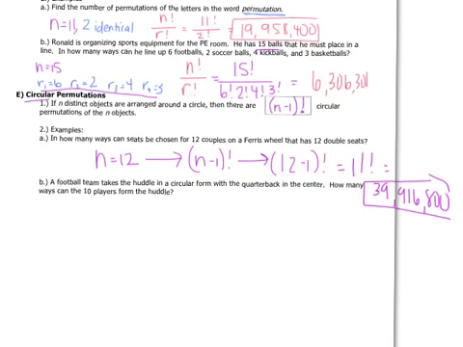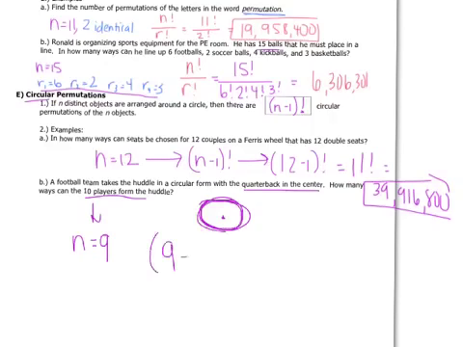All right, finally, a football team takes the huddle in a circular formation with the quarterback in the center. So essentially the quarterback's in the middle. He's not part of the circular permutation. How many ways can the 10 players form the huddle? Well, because we're taking out the quarterback, our value of n is really only 9. So the 9 other players are in the circular permutation. So 9 minus 1 factorial, which is 8 factorial, is 40,320.